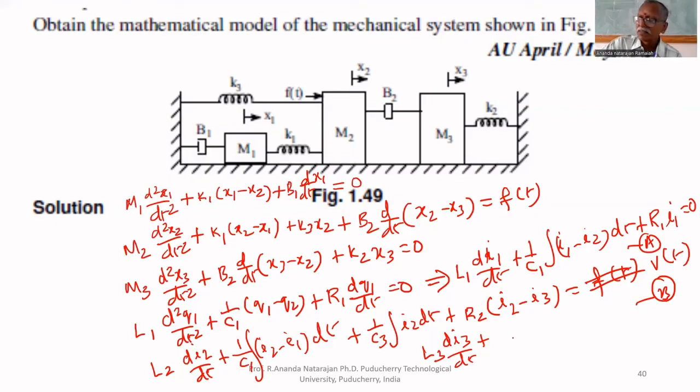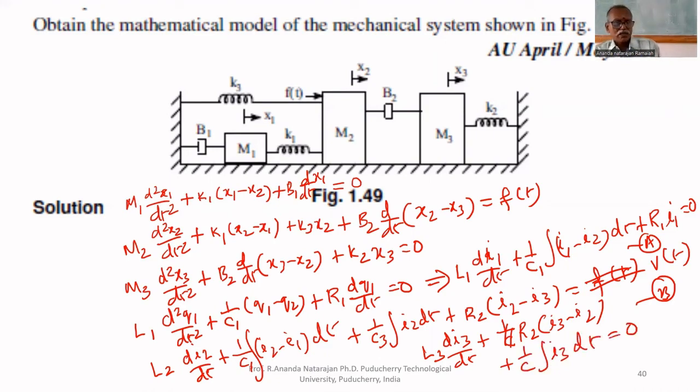Time up, one minute. We'll write the third equation and finish. L3 dI3/dt plus R2 (I3 minus I2) plus 1/C2 integral of I3 dt equal to 0.